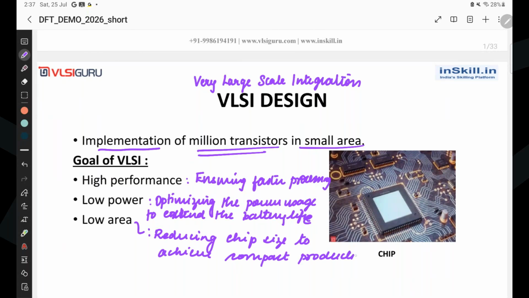Okay. So this is what. High performance, ensuring faster processing. Low power, optimizing the power usage to extend battery life. And low area, reducing chip size to achieve compact products. And this is how our chip will look after it has been manufactured.